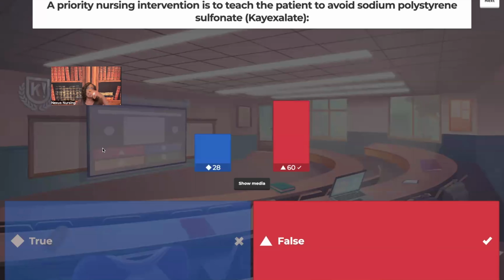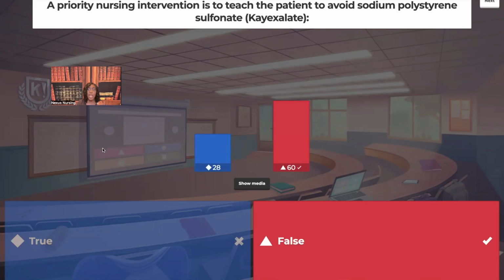Kayexalate, guys, this is mixed with water. The patient drinks it, and what happens is it causes osmotic diarrhea, and so the patient will have diarrhea, and the potassium comes out of the stool. But if that patient's potassium is very, very high, and we need to lower that potassium now, this is not going to be our choice because this takes time. It has to go through the GI tract, right? It's most likely going to be what?